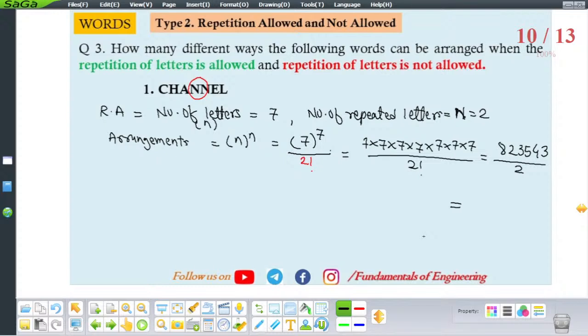Now here, repetition of letters is not allowed.